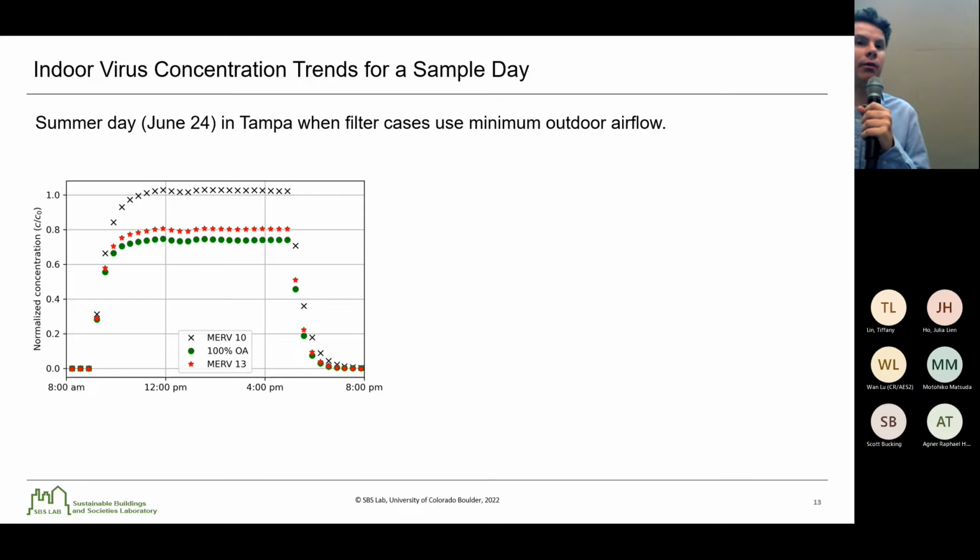So some trends for the indoor virus concentration. We'll look at a sample day in Tampa. And this is a summer day where the cases tend to use minimum outdoor airflow. And that is going to differentiate the filter cases more from the 100% outdoor air case. And so for this, we can see how the virus concentration develops during the day, begins to increase around 9 a.m. when the sick people arrive, and then reaches a more steady value in the afternoon, and then finally decays around 5 p.m. as the sick people leave and virus is decaying and removed from the HVAC system.